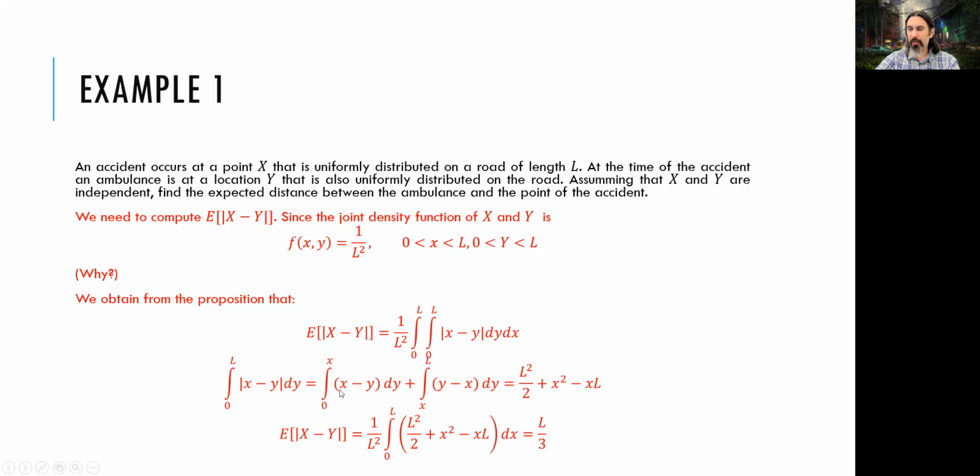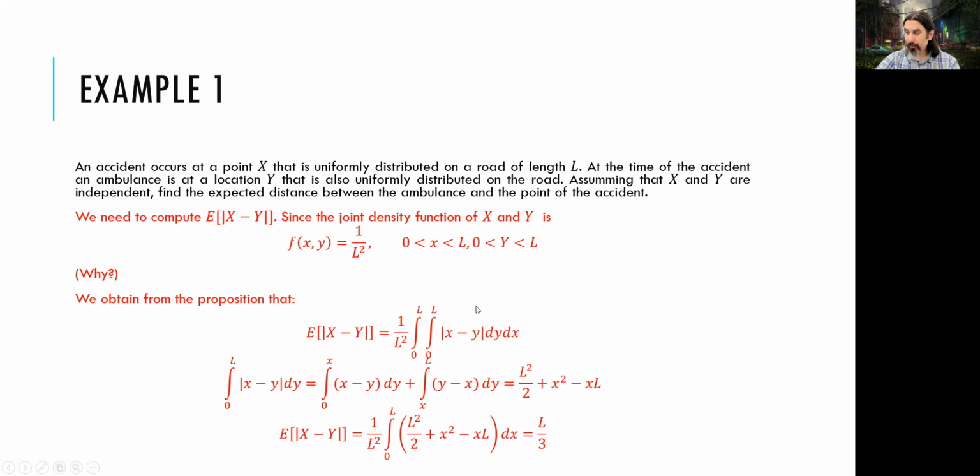And this absolute value will come out as x minus y dy. If, on the other hand, y is greater than x, then our integration limits are from x to L, because it's greater than or equal to L, and the value we're going to integrate is going to be y minus x, the negative of this absolute value. So we will get this one, and their total is going to give us this formula.